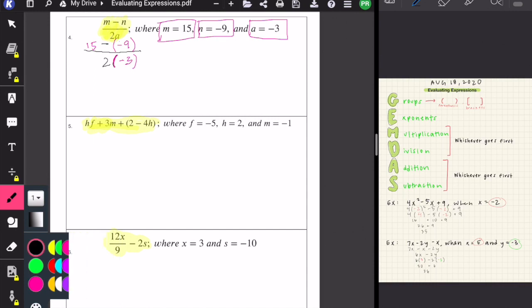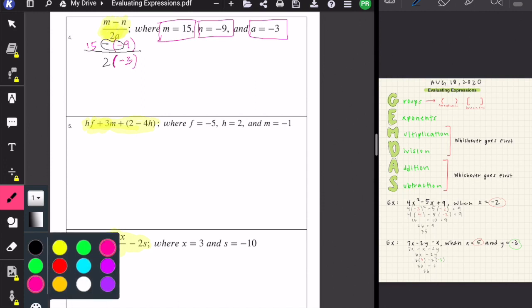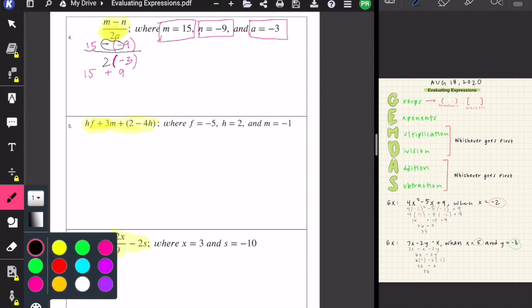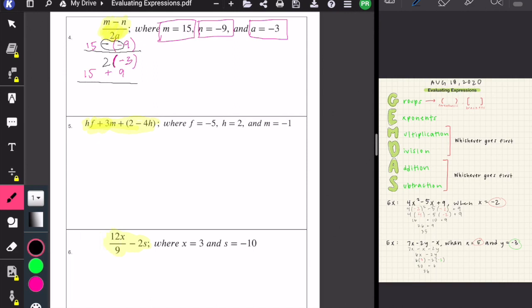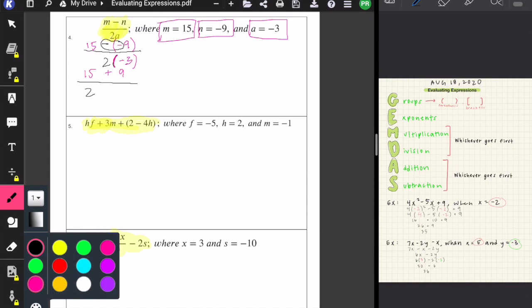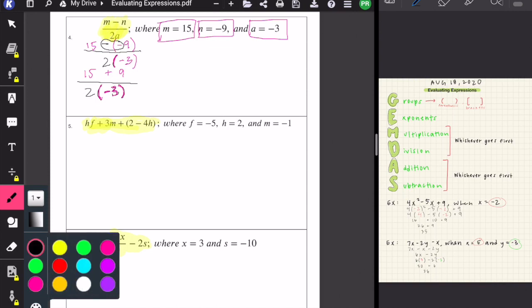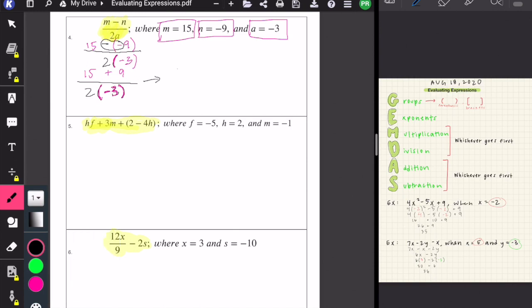Okay? I'm going to circle, whoa, look at that. Negative times a negative is a positive. So I'm going to write down 15 plus 9. Okay? All over 2. Then we got that -3. All right. -3. Okay, so then 15 plus 9 is the same as 24.